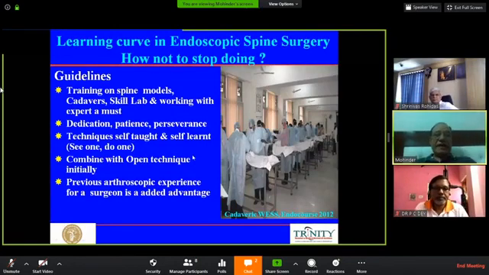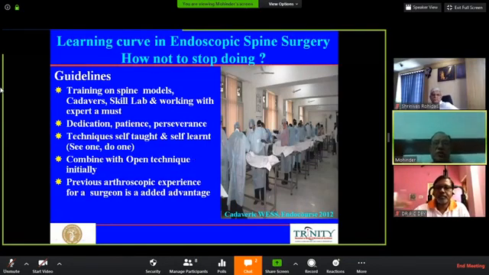So, the techniques are self-taught and self-learned. No one is going to hold your hand and do it for you. You have to practice these techniques regularly on your spine models, and then only you should be able to master the techniques and do them as a treatment method on your patients.